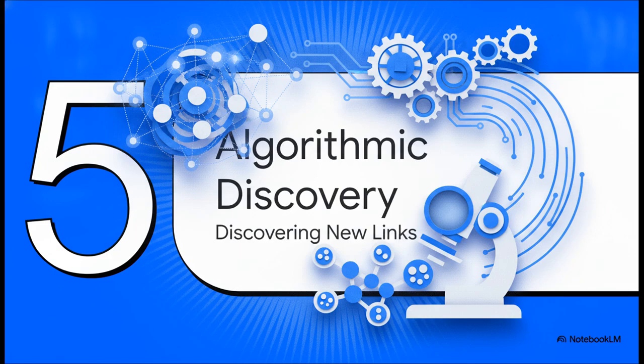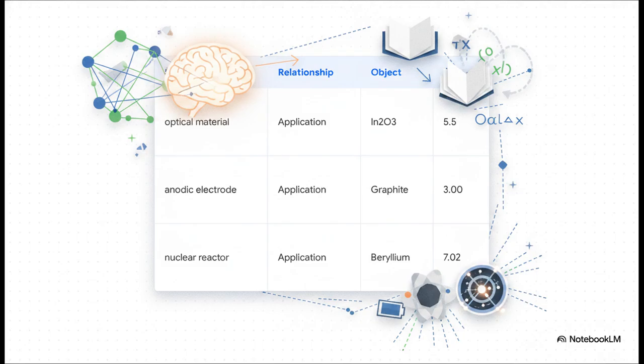And finally, part 5, algorithms discovering new links. Okay, this is where it gets truly futuristic. Algorithms like TransE use graph embedding models to mathematically represent all these knowledge nodes. By analyzing the proximity and mathematical distance between embeddings in this huge, high-dimensional space, the algorithm doesn't just organize the data anymore. It actually finds hidden patterns and predicts completely new scientific links that haven't even been published yet. For example, it predicted a remarkably strong relationship linking beryllium as an application material for a nuclear reactor and successfully matched graphite to anodic electrodes. The algorithm is independently connecting the dots across millions of papers.